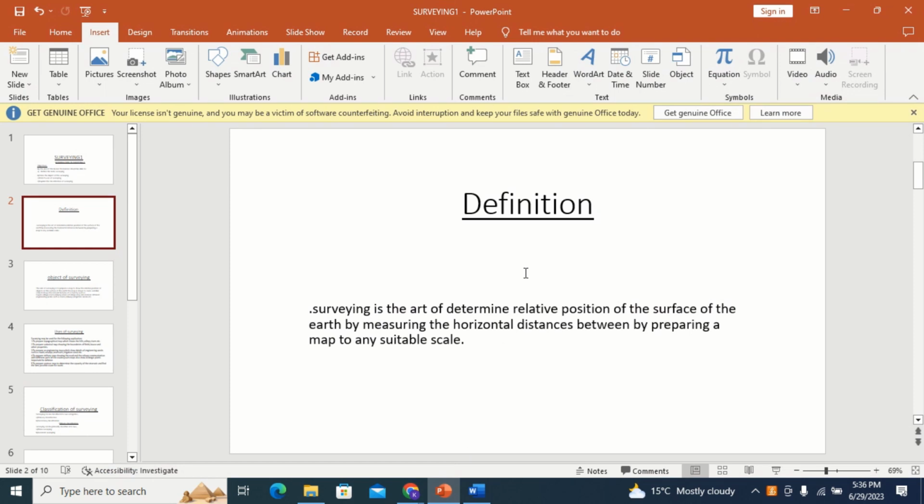So to define what surveying is, surveying is the art of determining the relative position of points on the surface of the Earth by measuring the horizontal distances between them, and by preparing a map to any suitable scale. So it is all about measuring distances, but specifically you measure the horizontal distance. That's what surveying is.